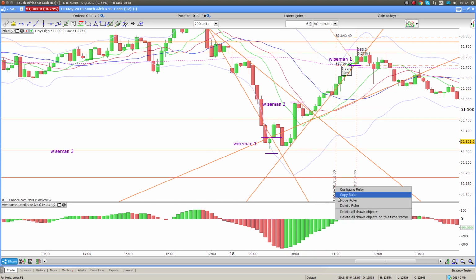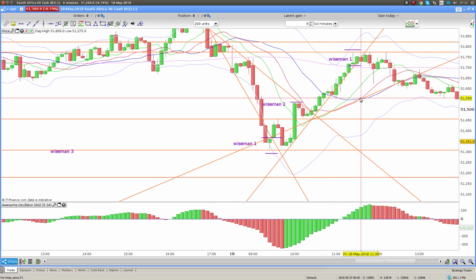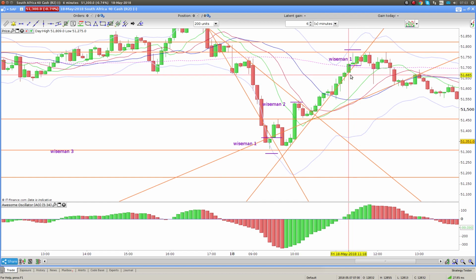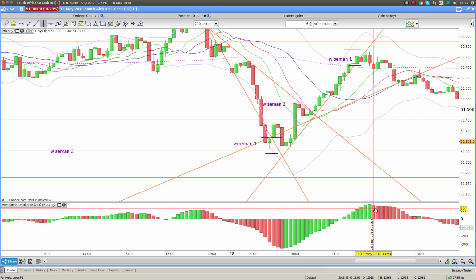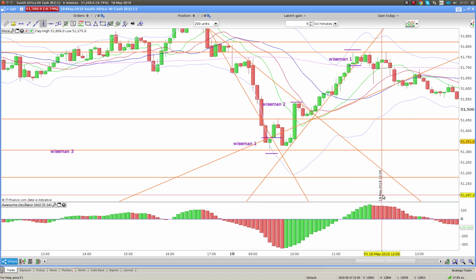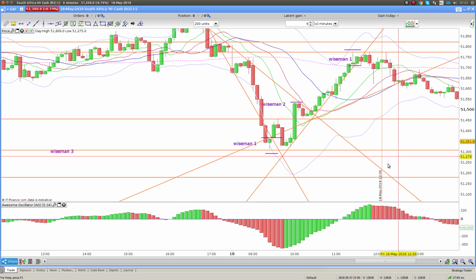Okay, so your stop strategy needs to stick to your risk profile. So this one, you could leave the stop here. If it did squirt up to touch this area, you'd be looking for the next wise man to get in. Okay, so that's wise man number one. Now we're looking for wise man number two. Okay, and again, wise man number two comes on the third red bar there. Okay, so that is wise man number two.